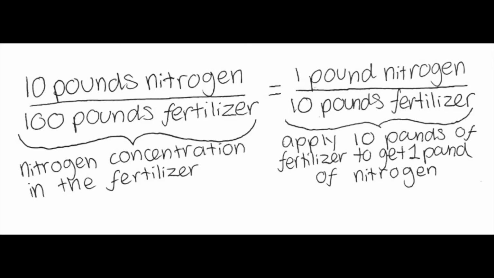For example, if I needed to add 1 pound of nitrogen to my soil and the fertilizer that I'm using has 10 pounds of nitrogen for every 100 pounds of fertilizer, then I would need to apply 10 pounds of fertilizer. Calculating exactly how much fertilizer you need helps you avoid over-applying, which would be a waste of money and can also have negative effects on the environment.